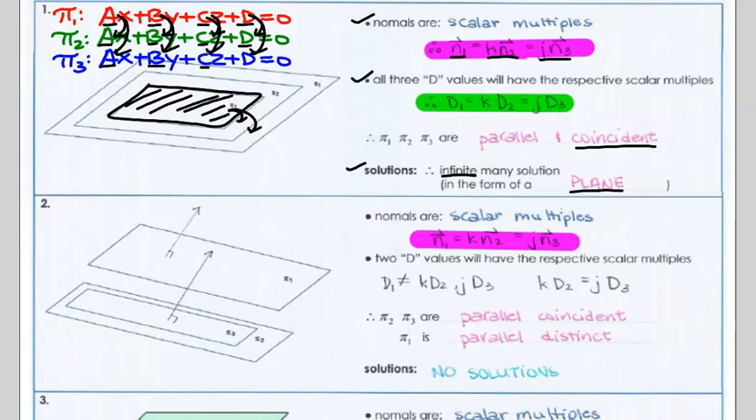Okay, now let's take a look at case 2. Well, case 2, if you take a look at the d values, they're actually not all scalar multiples of each other.